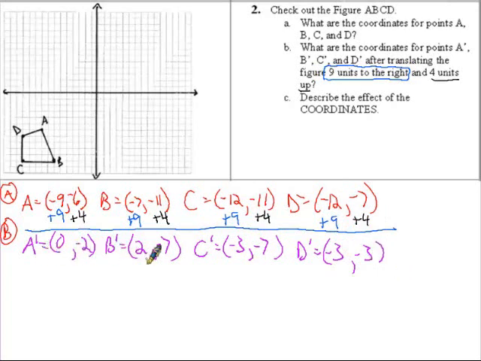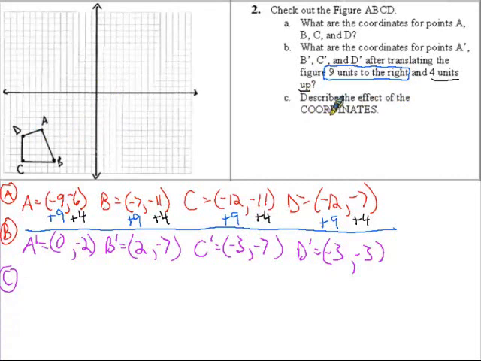If I were to graph these right here, you would see this exact same shape, except it would be over 9 places and up 4 places. So it'd be like kind of around this region right here. But let's look at answer for C. Describe the effect of the coordinates.